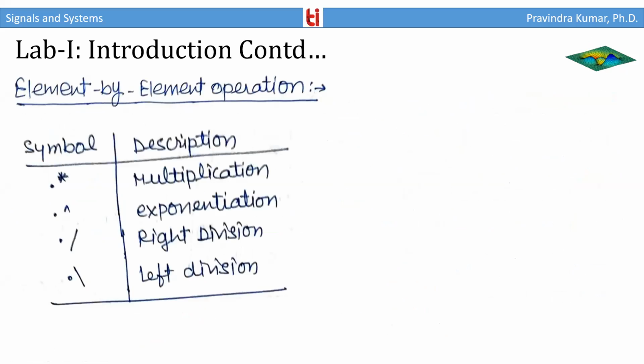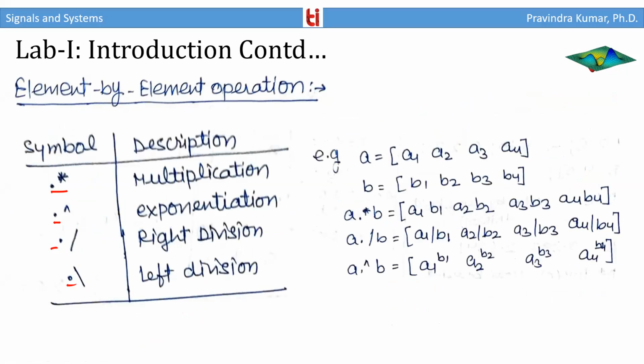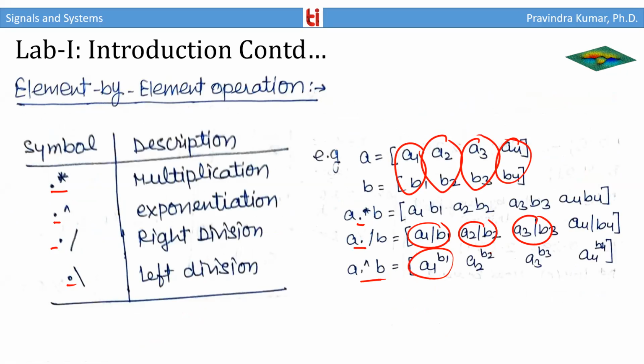Element by element operation, as I told you: before multiplication you write a dot, before exponential you write a dot, and the same for right division and left division. You can write a dot before your notation. Dot means it will give you element by element multiplication, element by element division, and element by element exponent.